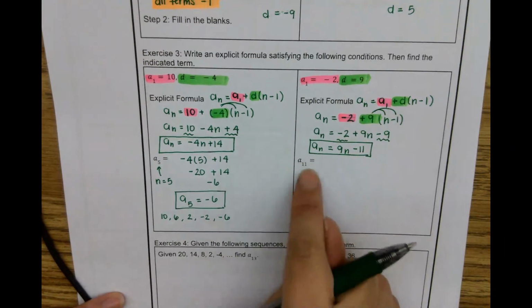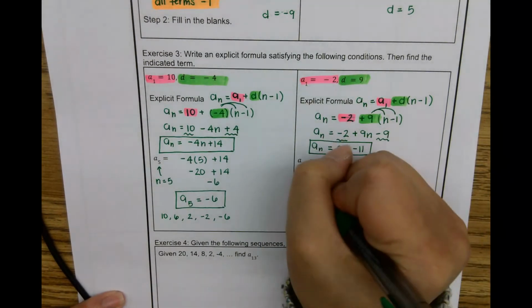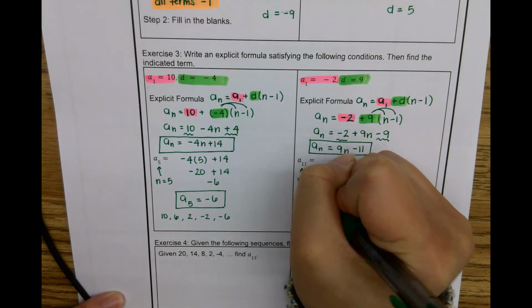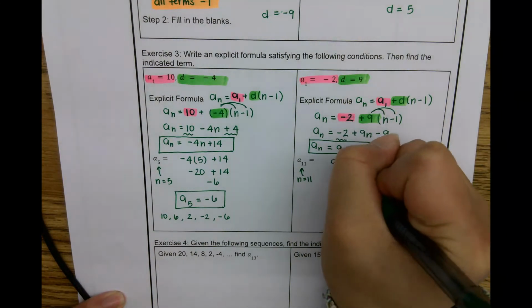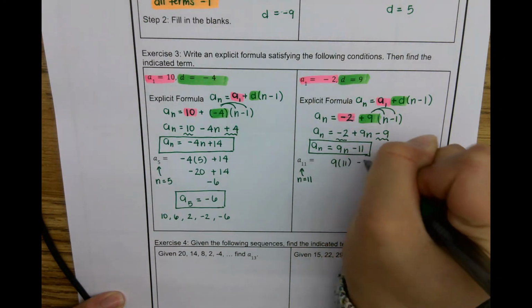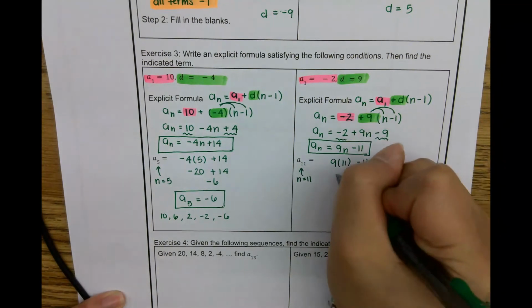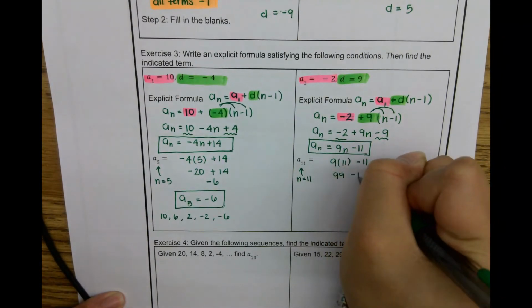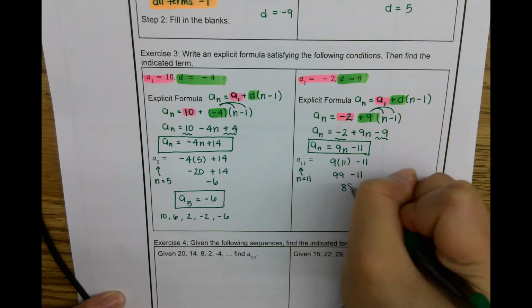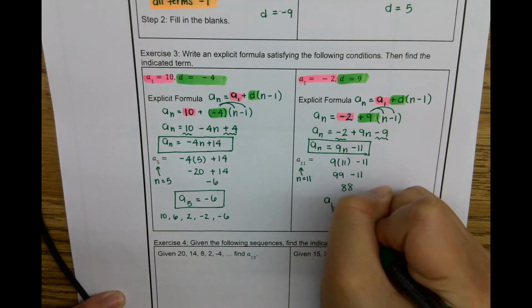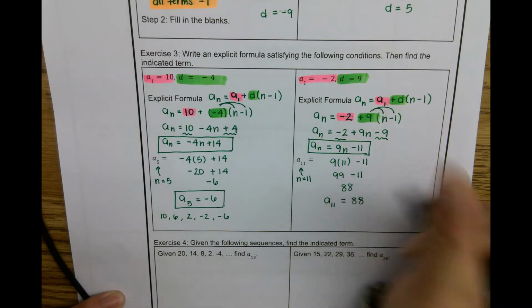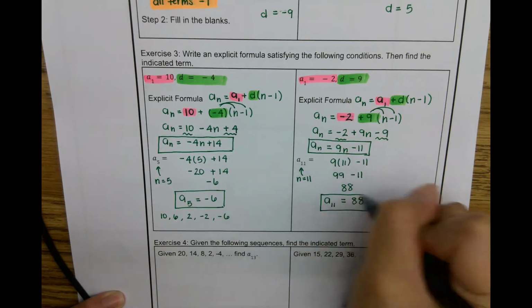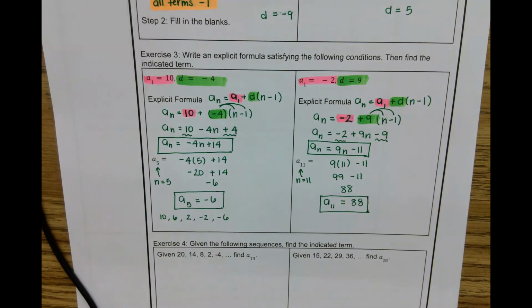From here, let's find our 11th term. So this tells me n is 11. That's my index. All I have to do is plug it in. So 9 times 11 minus 11. 9 times 11 is 99. 99 minus 11 is 88. So what this means is if I were to write out the sequence, the 11th term would be 88.